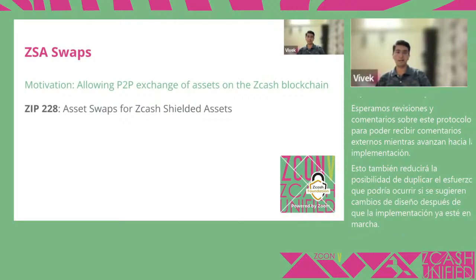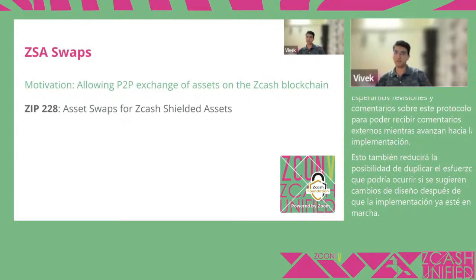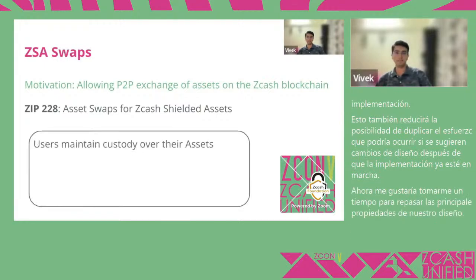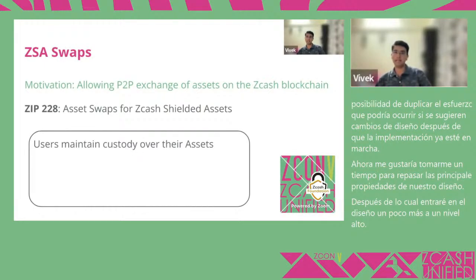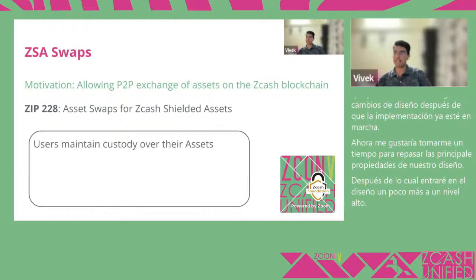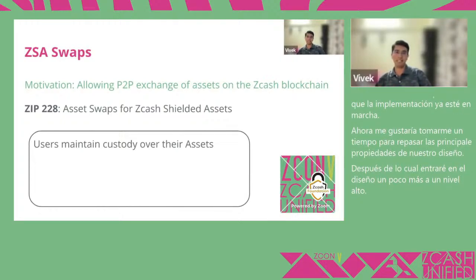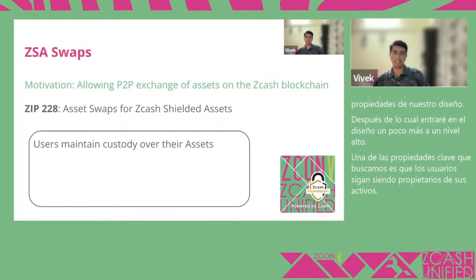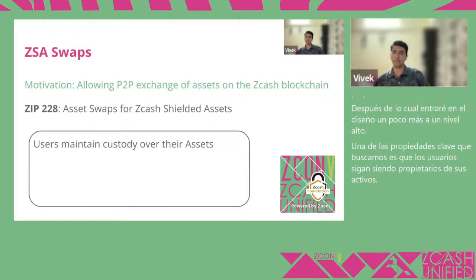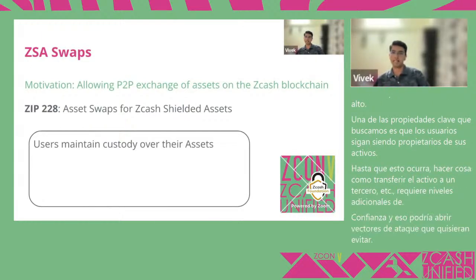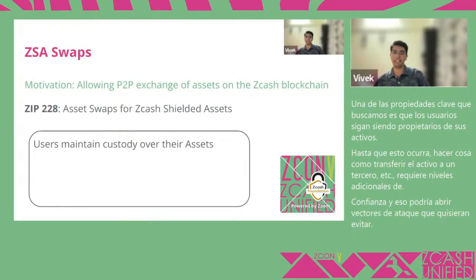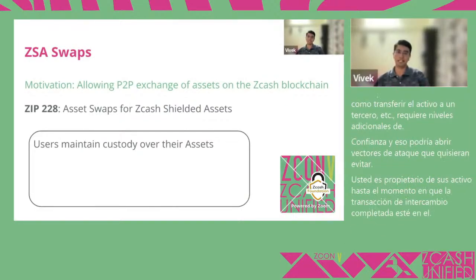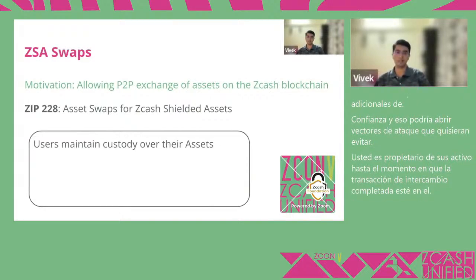I'd like to now take some time to go over the main properties of our design, after which I'll go into the design a bit more at a high level. One of the key properties we are aiming for is for users to remain the owners of their asset until the swap occurs. Doing things like transferring the asset to some third party and so on requires additional levels of trust, and that could open vectors for attack, which we'd like to avoid. So instead, in our design, you own your assets until the point the completed swap transaction is on the blockchain, at which point it is a transaction that shows you sent your assets and received the assets you want.